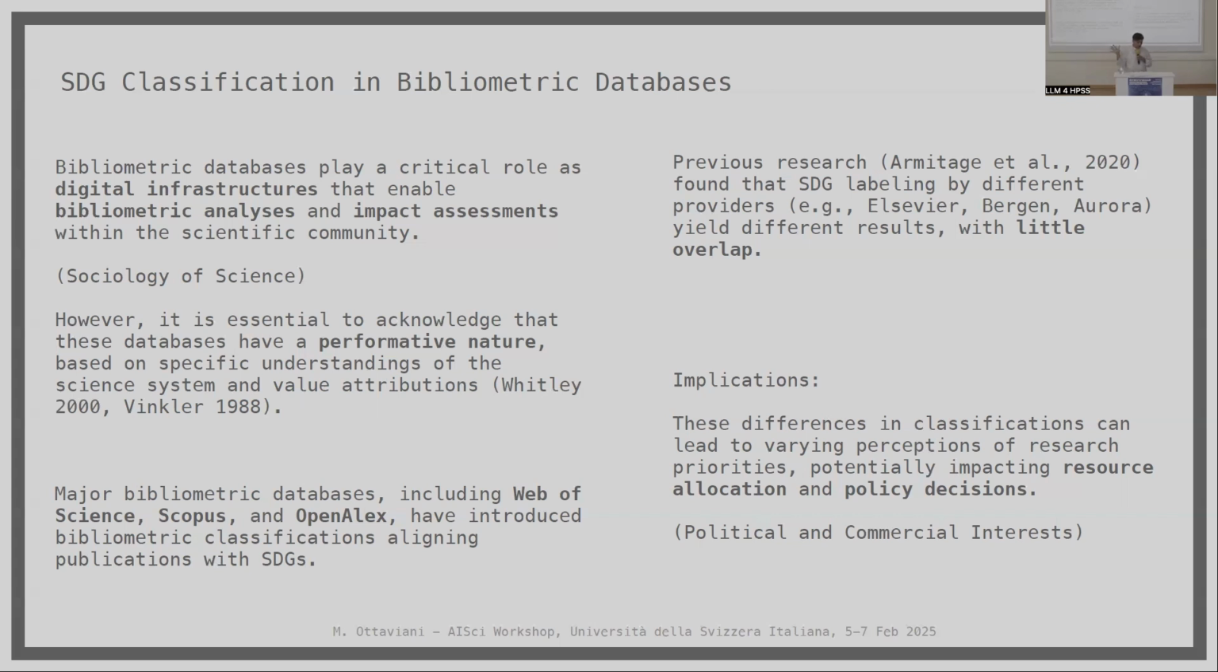Web of Science, Scopus, and OpenAlex are the three main bibliometric databases that we considered, and we're relying on a previous work on the labeling of SDGs, so how search inquiries are drafted, and already at that point a very little overlap of these publications was seen.